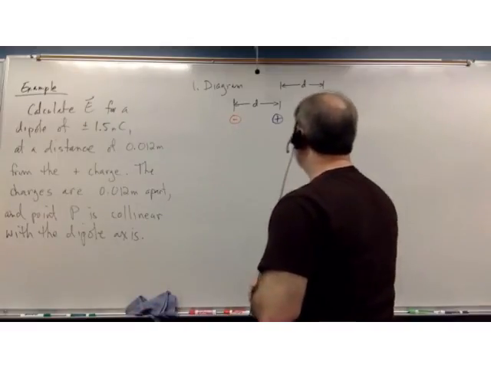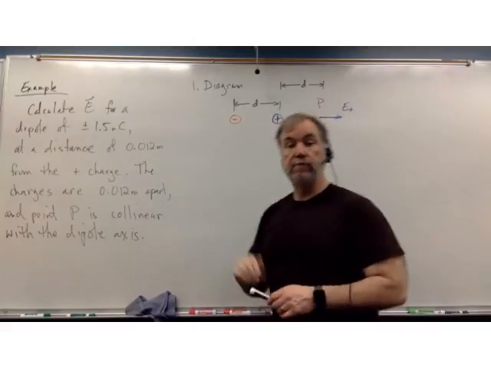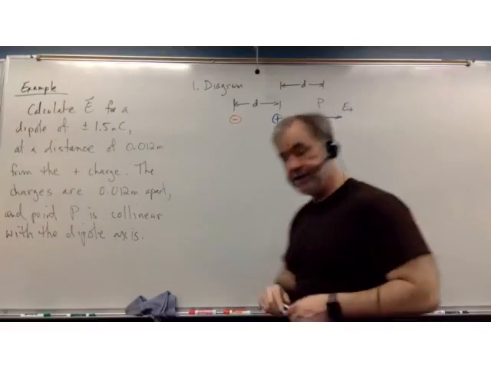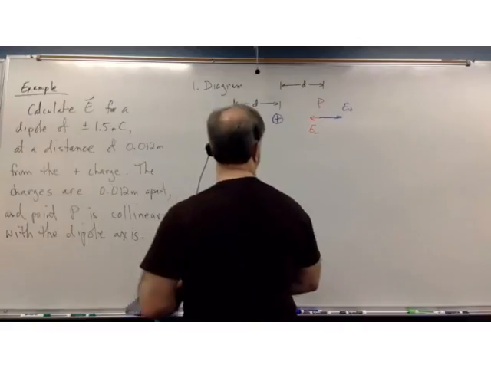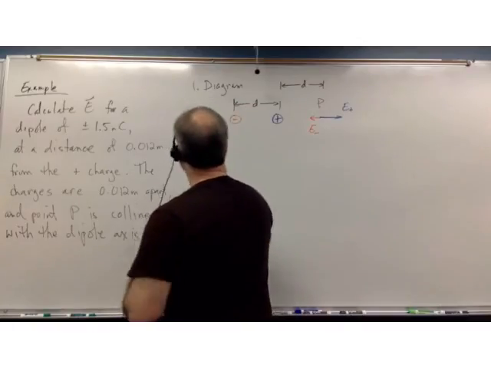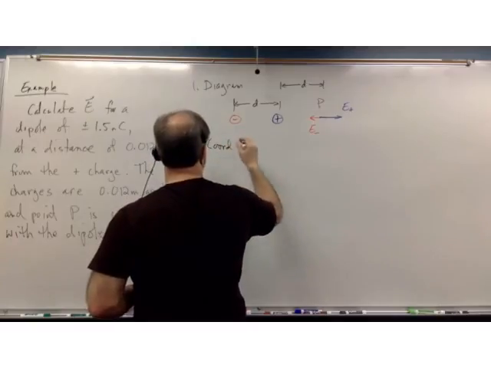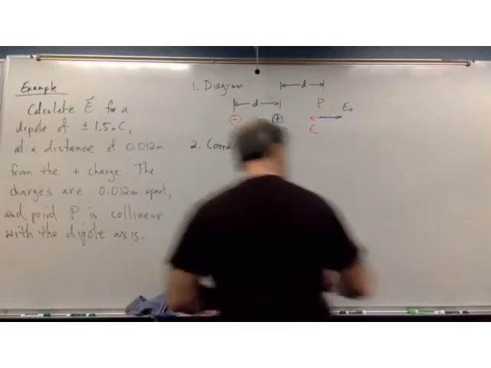So you can see here that means that the net electric field at the point P is going to still point to the right. Okay, cool. So I think that's pretty much our diagram. Step 2, impose a coordinate system on this whole thing. Choose anything you like.